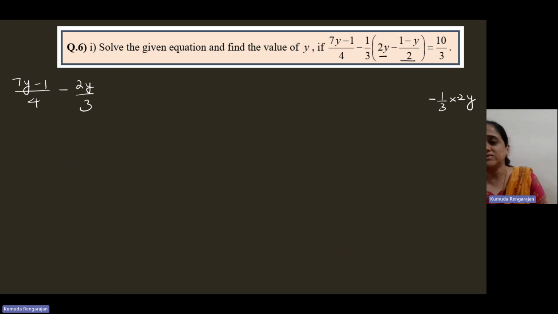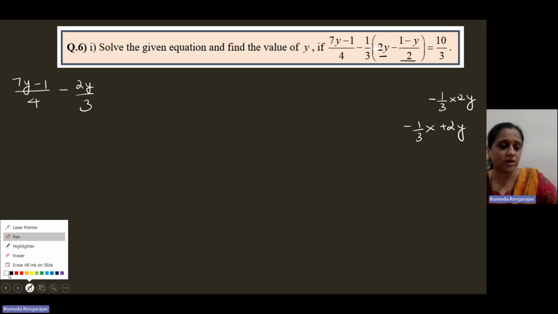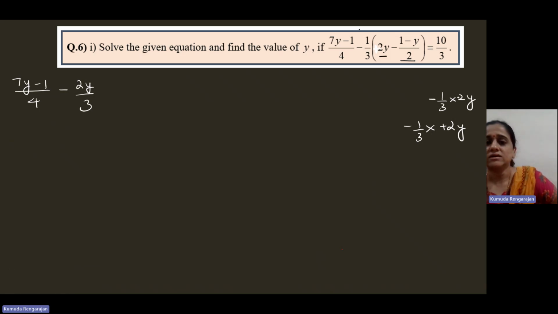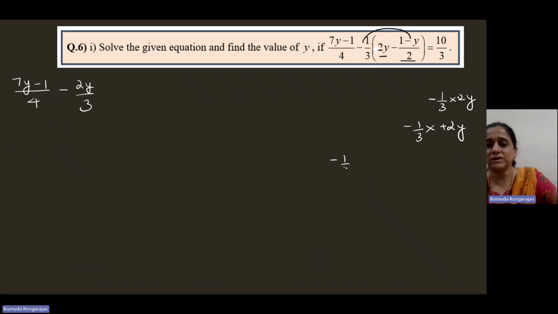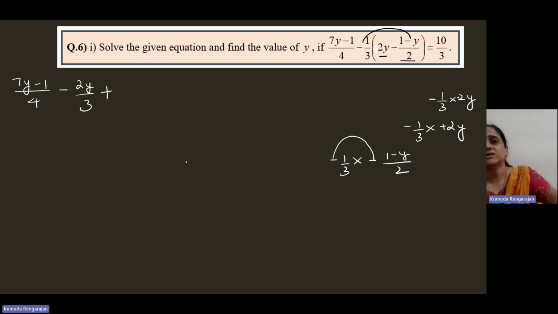What's the sign before 2y in the bracket? Plus. So minus into plus is minus, and 1 into 2y, 2y by 3. That's the first product. The second product: it's minus 1 by 3 into 1 minus y by 2. So multiply the signs, minus into minus is plus, correct?